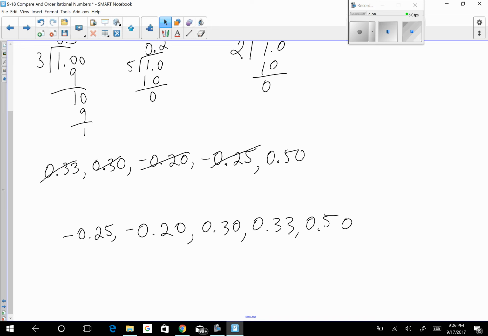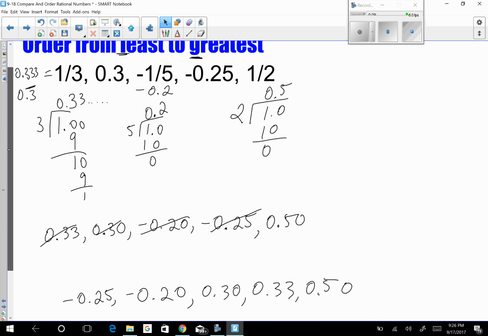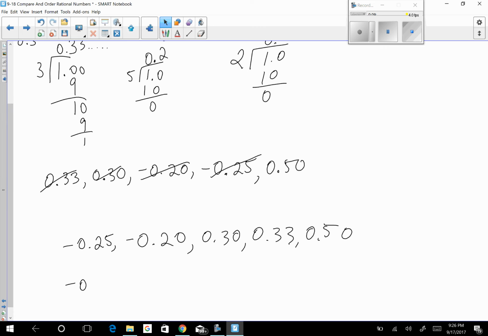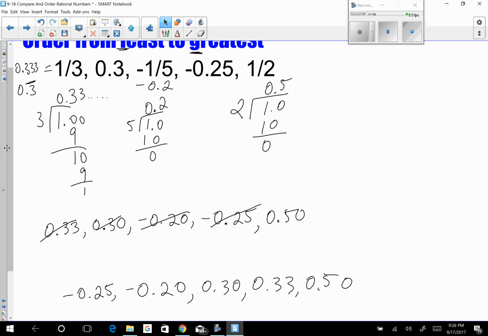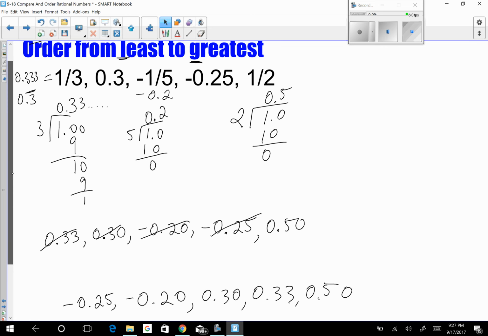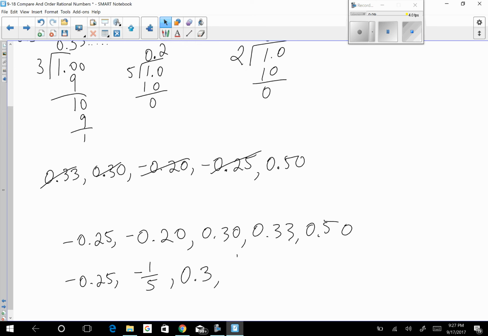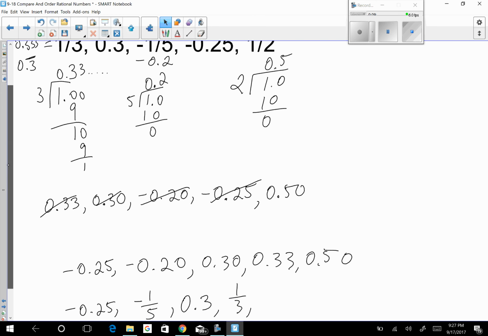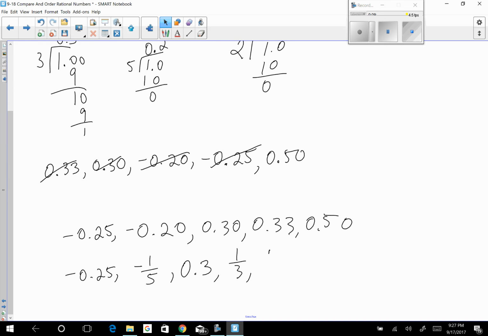We have to convert these back into their original form. So -0.25, that was its original form. -0.20, that was originally -1/5, so we're going to have to rewrite that as -1/5. And your negative sign goes with the numerator. 0.30, that was originally 0.3. 0.33, that was originally 1/3. So we're going to write that back as 1/3. And 0.50, that was originally 1/2. So this right here is our final answer.